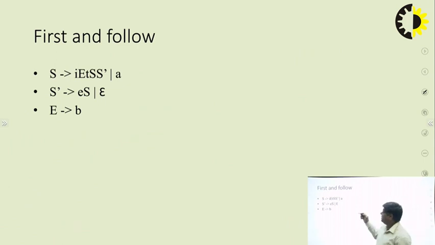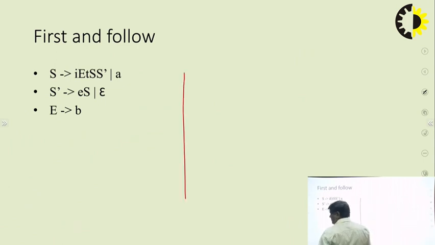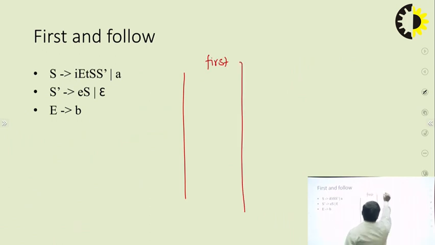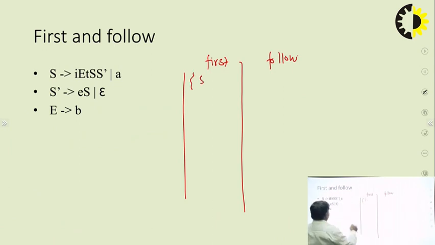Okay, now first and follow. What is the first of S? First non-terminal or terminal, that is I for this production, and for this production A. Simply we compute S and A for this production. What is the first of S dash? That is very simple. Again E and epsilon.